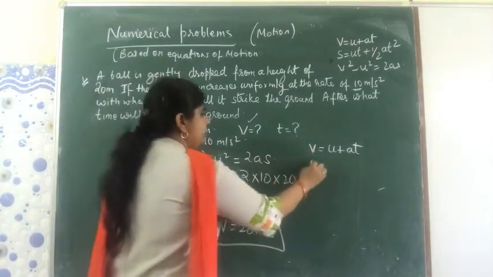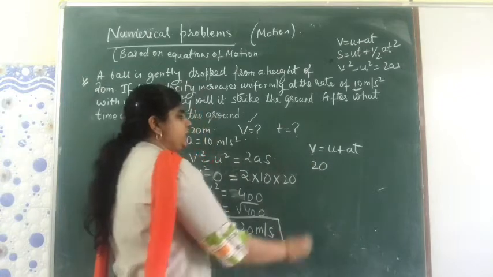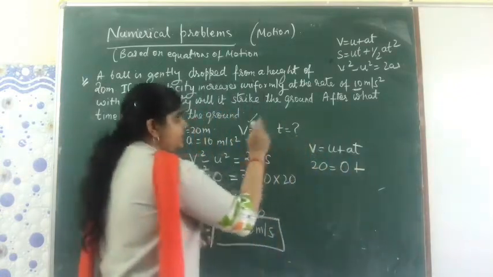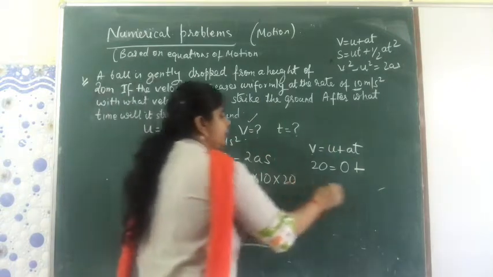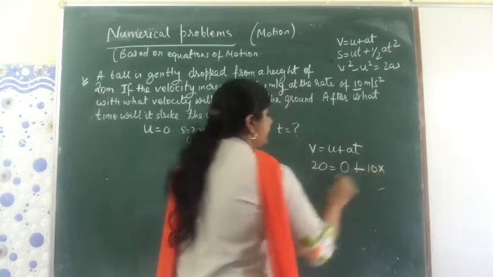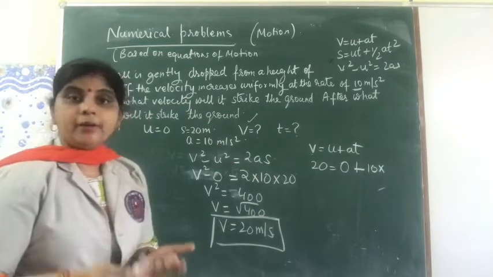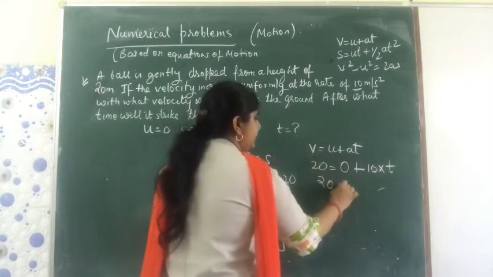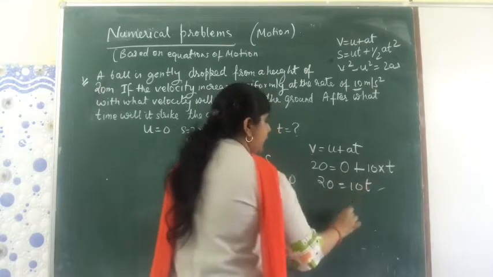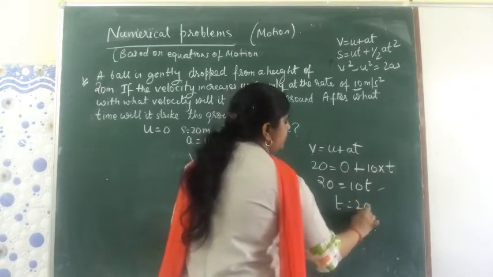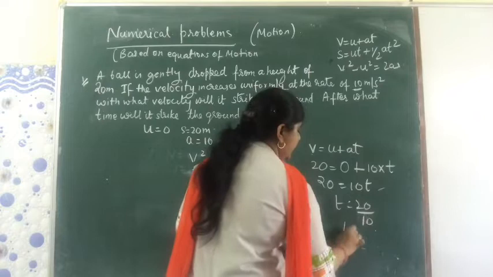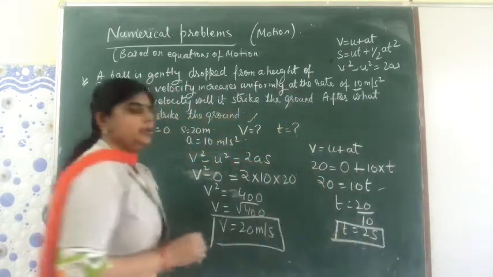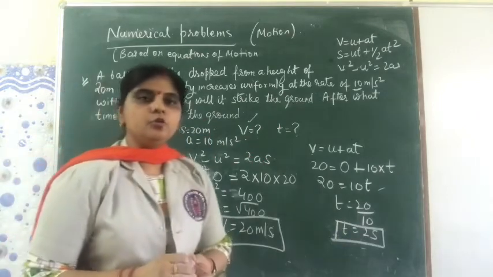Velocity we have just found out, it is 20. Initial velocity was 0. Acceleration is given to us, that is 10 meter per second square. And what is the value of t? That we have to find out, right? So 20 is equal to 10t, or t will be simply equal to 20 upon 10, or t is equal to 2 seconds. So the time taken will be 2 seconds.